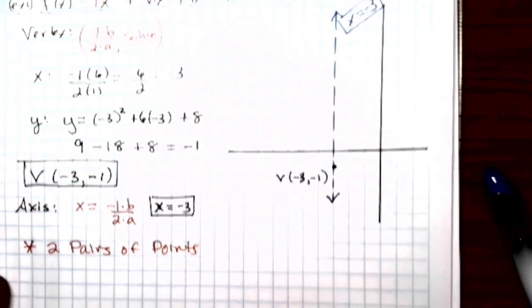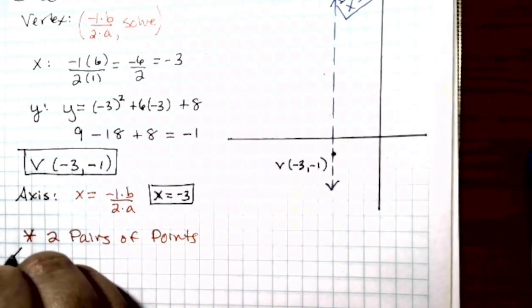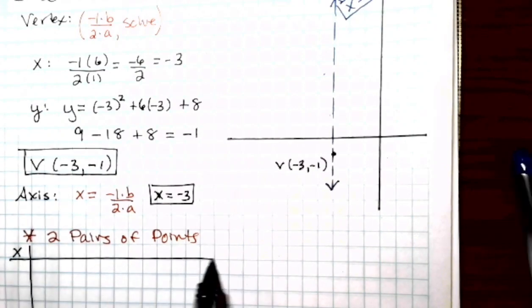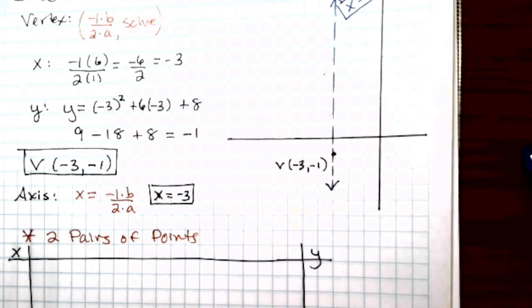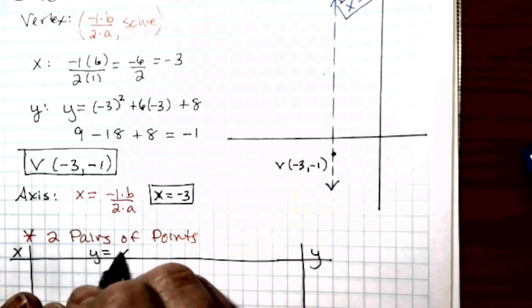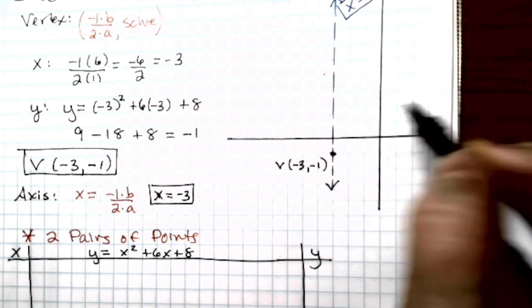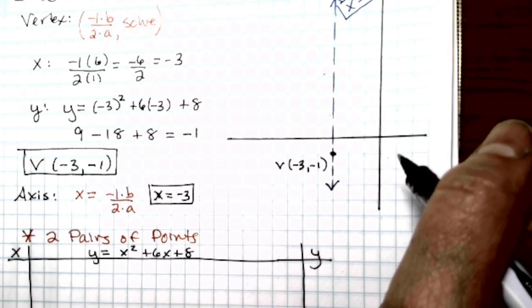2 pairs of points. So let's make an extended H chart, and you're going to want to make it wider than you would for a line because there's a lot more calculating to do. Our formula is y equals x squared plus 6x plus 8. So we want to make a nice symmetrical figure. So when we pick our x's, we're going to pick them symmetrical.